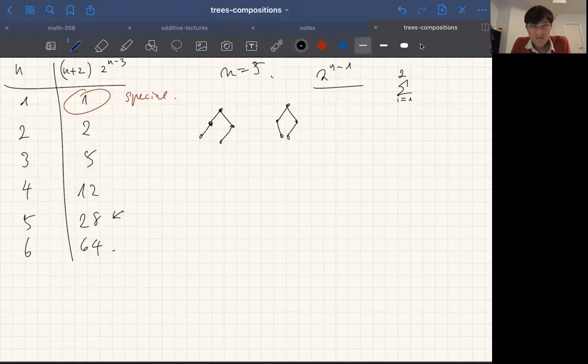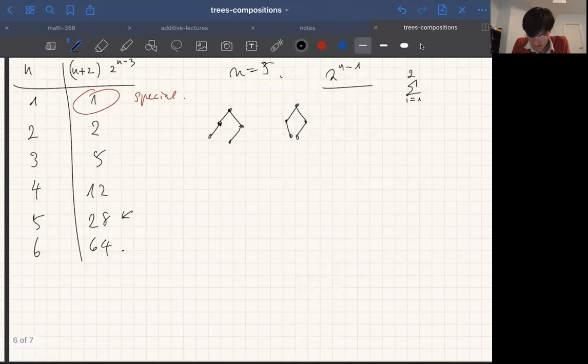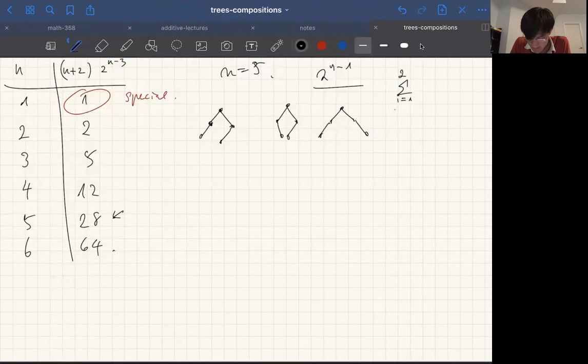Ooh, am I not counting 0? I'm not counting 0, and I am counting n minus 3. Okay. So there's this one, and then there's this one where we go on the right, and this one we go on the right. So that's all 4 of them, which is 2 to the n minus 3.